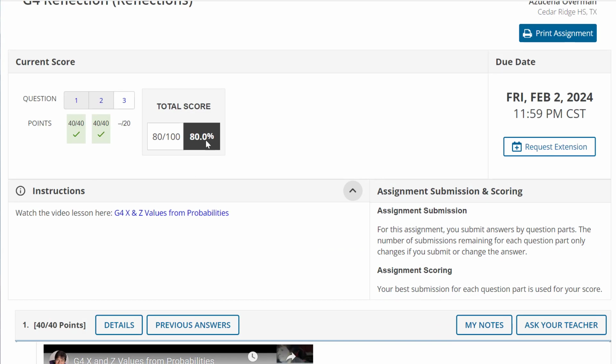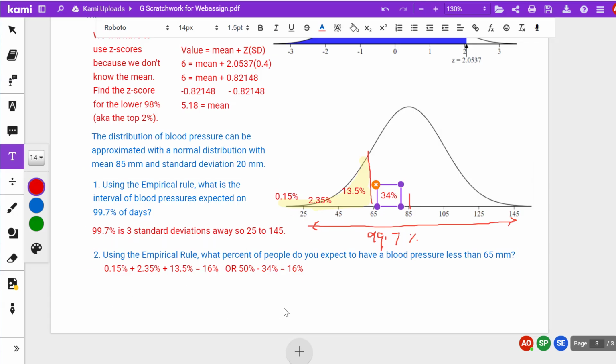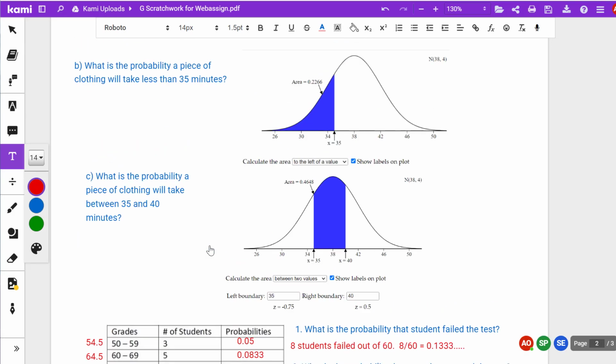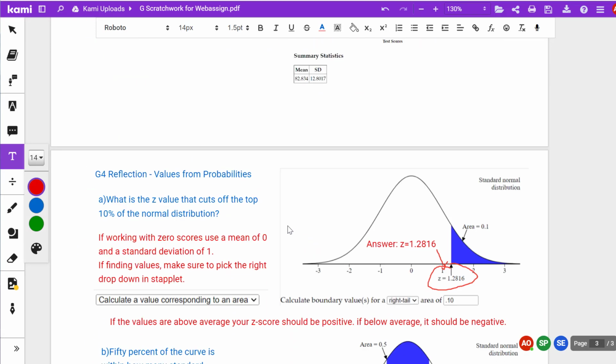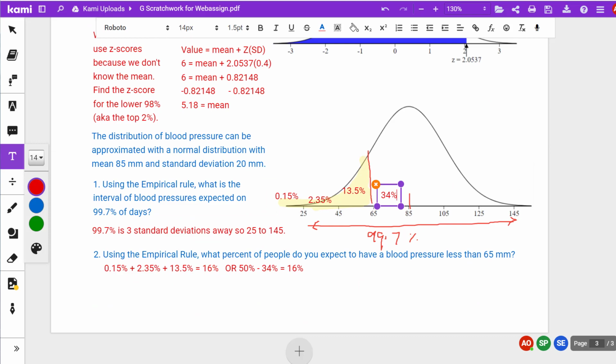Again, if you have any questions, I know I didn't really capture the scratch work for the last two. That's a lot like what we were doing up here, so it should be pretty straightforward. Feel free to bug me in class.